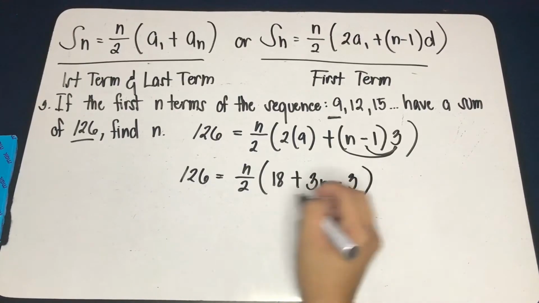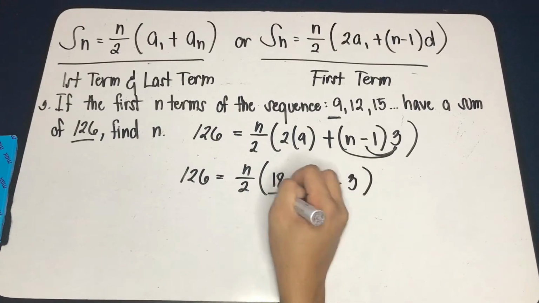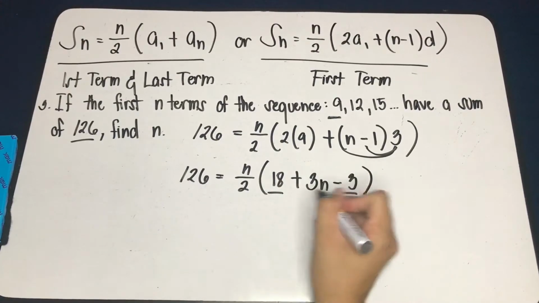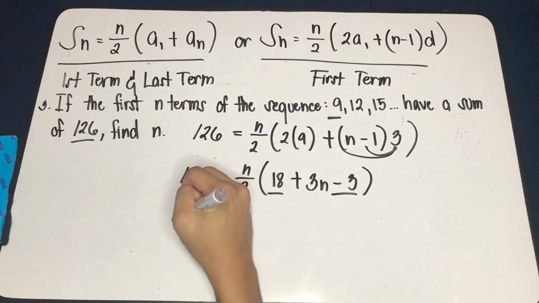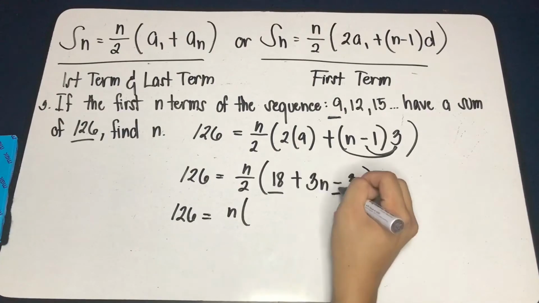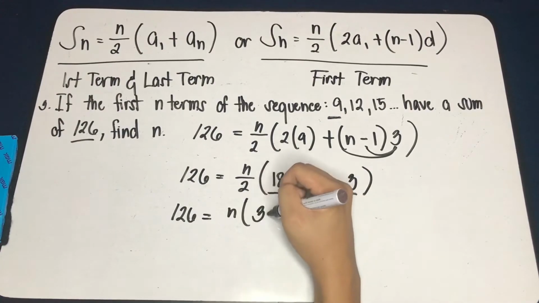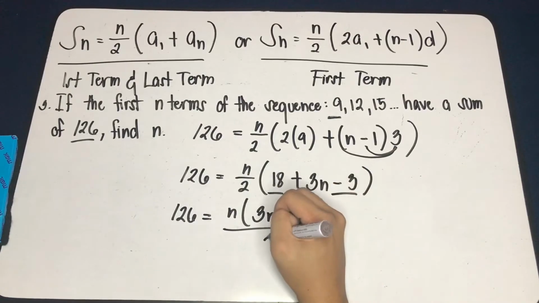Meron pa bang common terms dito or similar terms? Yes, we have 18 and negative 3. So, meaning, pwede pa natin i-combine. We have 126 is equal to n times 18 minus 3, we have 15. So, 3n plus 15 divided by 2 lahat.